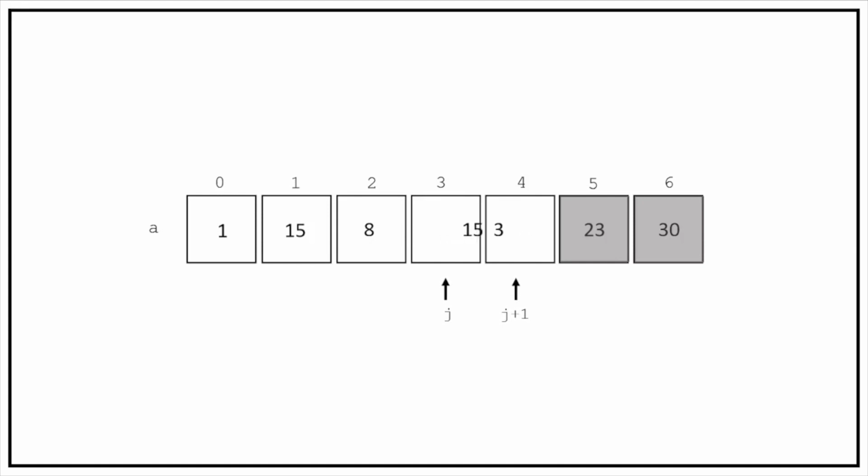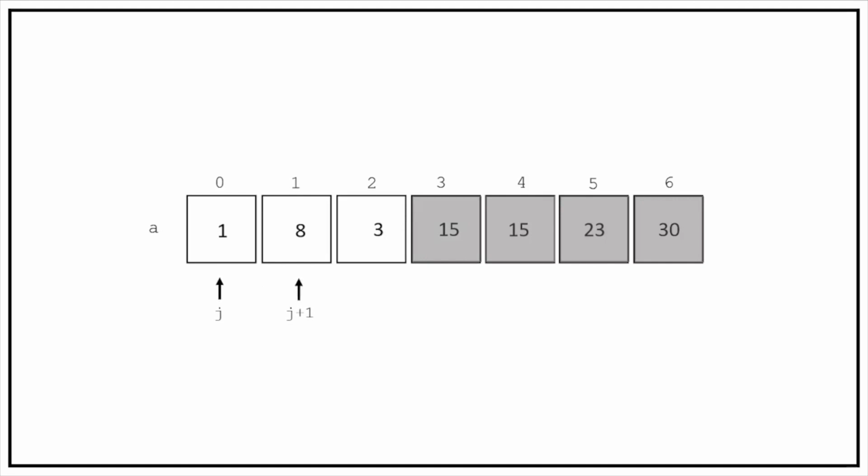So we swap, gray out, and move back to the beginning. Is 1 greater than 15? False. So we move forward. Is 15 greater than 8? True. So we swap, move forward. Is 15 greater than 3? True. Swap, gray out, back to the beginning.